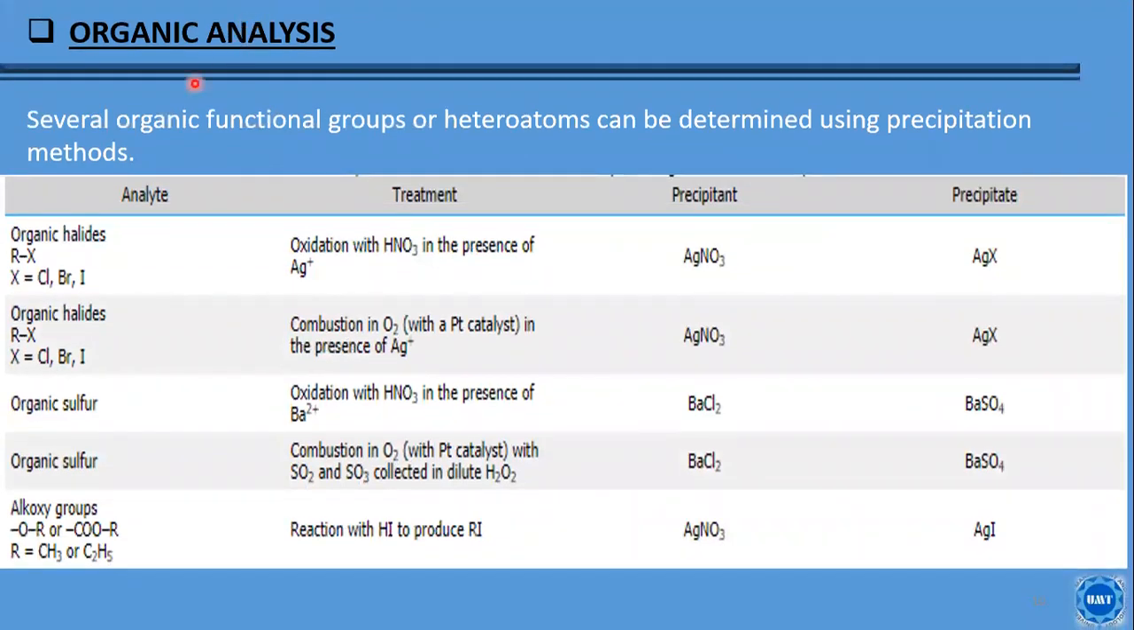In organic analysis, several organic functional groups or heteroatoms can be determined using the precipitation method. This is the analyte, organic halide, treated by oxidation with nitric acid in the presence of silver nitrate, and the precipitate is silver halide. These are the analytes, these are the treatments with which they will be treated, and then we get our precipitant and precipitate.